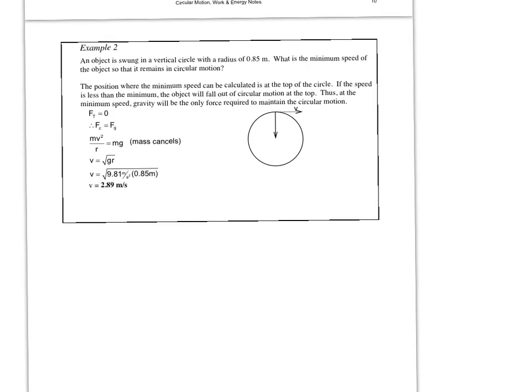Okay. An object is swung in a vertical circle with a radius of 0.85 meters. What is the minimum speed of the object so that it remains in circular motion? So, little information. What we know is that FC is equal to FG and FT. Now, at the bottom of the circle, we have our largest tension force. But centripetal force is the same at the top and the bottom of our circle. So what we're going to solve for is at the top of the circle.